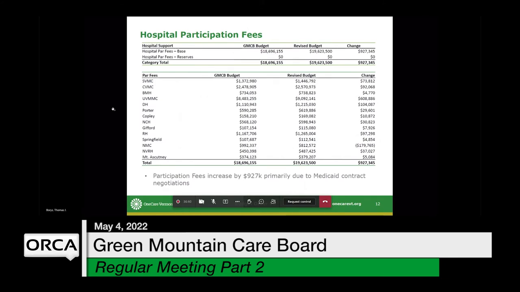Next, hospital participation fees. So I mentioned before that the number has increased by $927,000. The total hospital contributions are now $19,623,000. I've included the allocation by hospital here on this table. Generally, the way this works in terms of process is once the total number is known, the 19.6 million, there is a policy that determines the allocation of that amount to the different hospitals participating in OneCare programs. There has been no change to that policy, so the same formula is used to divide the 19.6 million up amongst the providers, but we've showed the change between the initial and the revised for each particular hospital, just as the way the cookie crumbled.